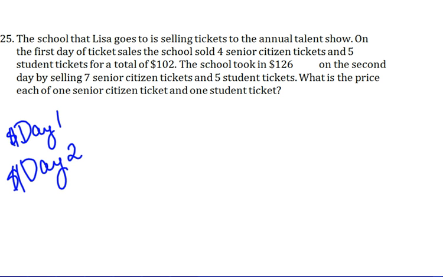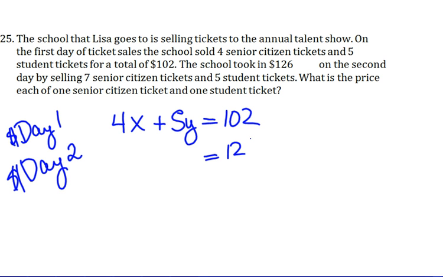It's kind of like we're given money for day 1 and money for day 2. So on day 1 we have senior citizens and students. We're going to call senior citizens x and student tickets y. So there were 4 x's and 5 student tickets, 5 y's, and that was $102 that we made. On day 2, we took in $126, and there were 7 seniors, that was our x, and 5 student tickets, that was our y.